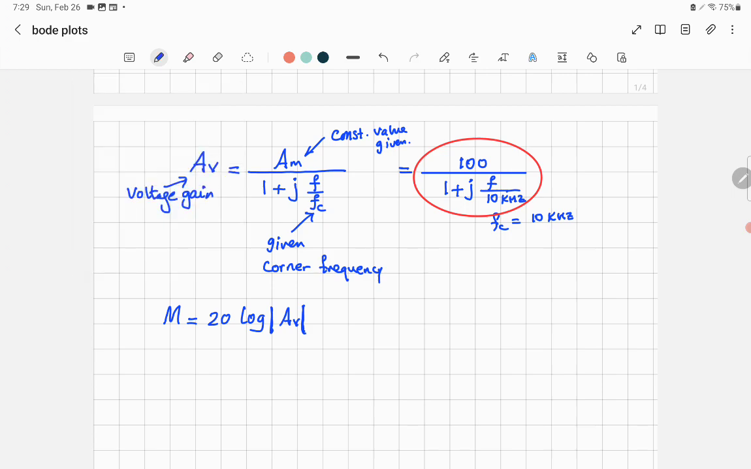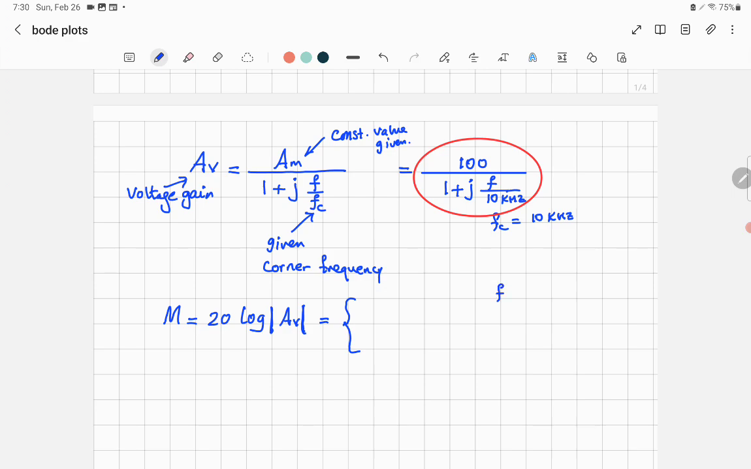I'm not going through all the details because I know you did that in one course, but I just want to show you, if you have the voltage gain given in this expression, how can you do it? That's the definition for the magnitude: 20 log the magnitude of voltage gain. So we are going to use the ideal Bode plot.